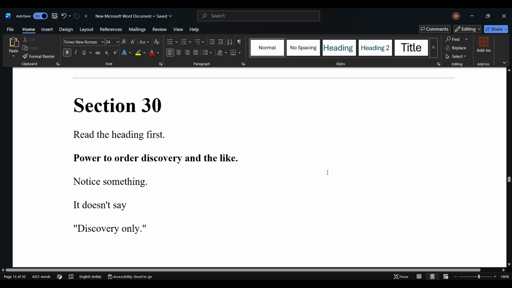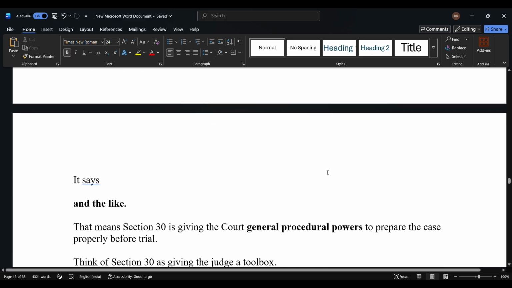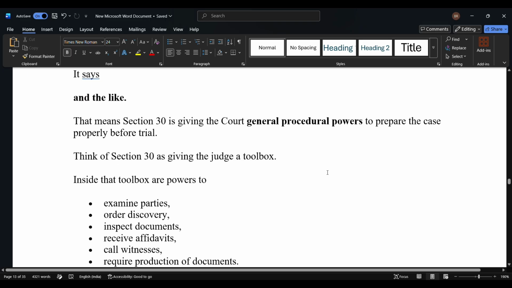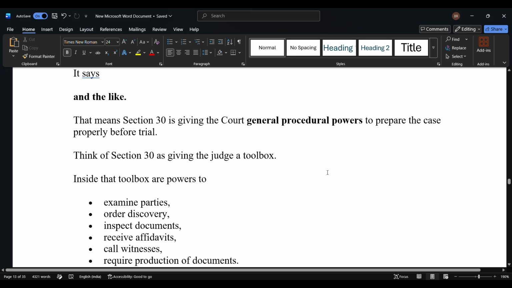Section 30. Read the heading first. Power to order discovery and the like. Notice something. It doesn't say, discovery only. It says, and the like. That means Section 30 is giving the court general procedural powers to prepare the case properly before trial.